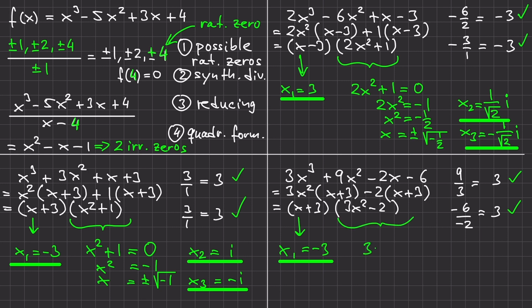So let's set 3x squared minus 2 equal to 0. And after adding 2 to both sides of the equation, we get 3x squared equals 2. And after dividing by 3 on both sides, we get x squared equals 2/3. So we get x equals plus minus the square root of 2/3. So x2 is the square root of 2/3 and x3 equals the negative square root of 2/3.